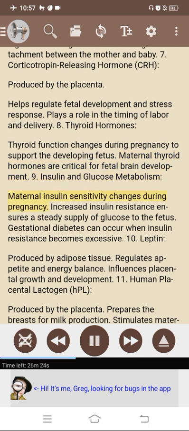9. Insulin and glucose metabolism. Maternal insulin sensitivity changes during pregnancy. Increased insulin resistance ensures a steady supply of glucose to the fetus. Gestational diabetes can occur when insulin resistance becomes excessive.